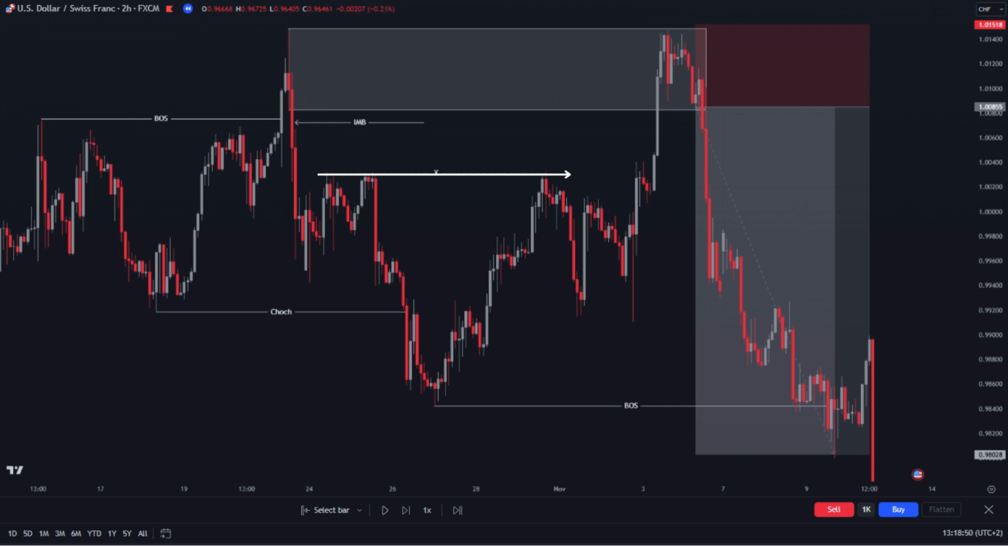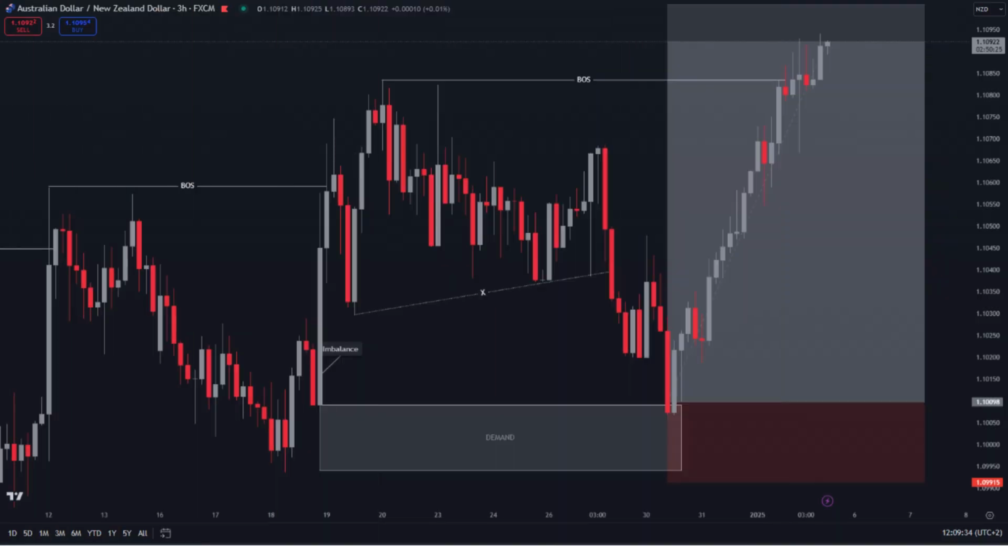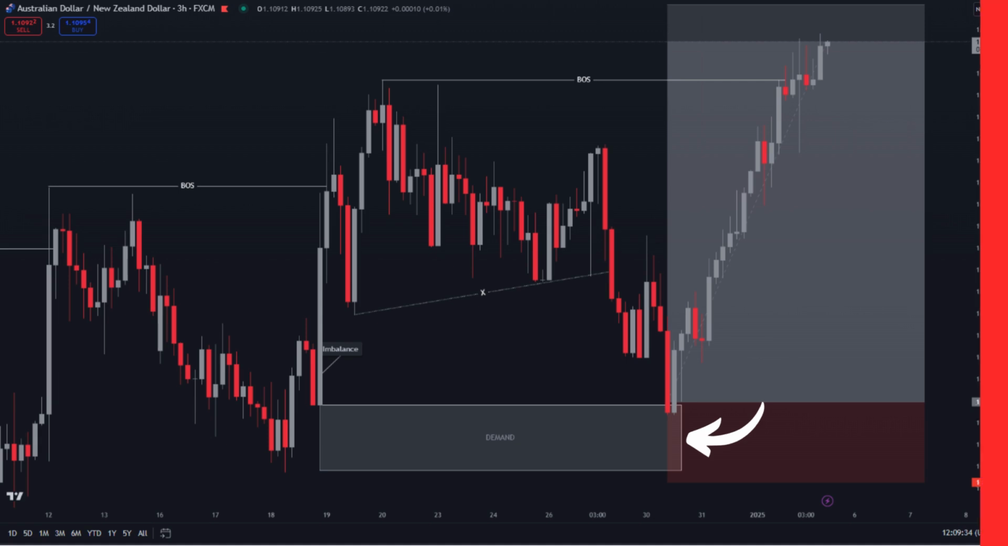Institutional traders will aim to sweep the liquidity above these highs, trapping sellers before placing their own sell orders in the extreme supply and driving the price lower. In our last example, for this trend line to be inducement, we need to examine the price action below it. Below the trend line, we notice a clear imbalance, followed by a demand zone at the extreme. These two elements confirm that the trend line is being used as inducement. The best strategy here is to wait patiently for price to sweep the liquidity below the trend line and then place your buy orders at the extreme demand zone.